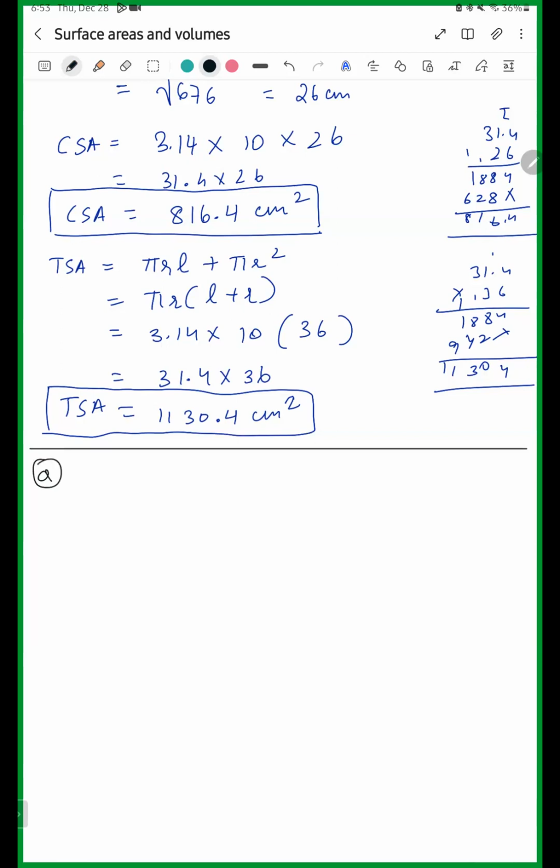A cone of height 8 meters has a curved surface area 188.4 square meters. Find its volume.